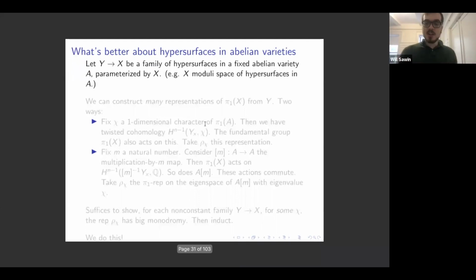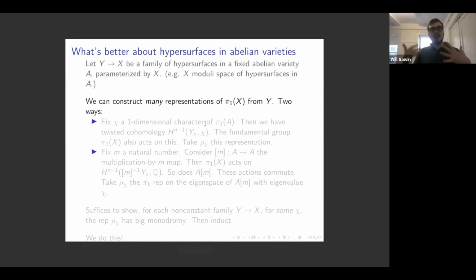So now I'm going to explain the advantage of working with hypersurfaces in abelian varieties that lets us get around this problem that we don't know how to restrict monodromy to subsets. So it's helpful to think here about an arbitrary family of hypersurfaces inside a fixed abelian variety A, which could be the universal family of hypersurfaces, or it could be some very small subfamily of the universal family. So the nice thing about this family is that we don't just have one natural representation of the fundamental group of X. We have many natural representations of the fundamental group of X.